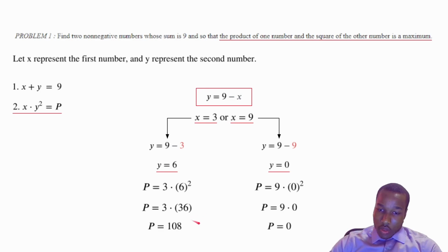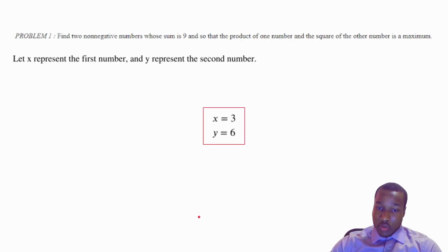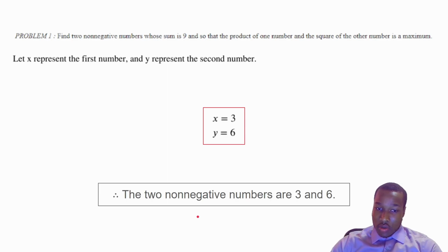And from here, we can observe that 108 is a much greater number than 0, which means to ensure that the product of one number and the square of the other is a maximum, we must select the larger p-value, which in this case is p is equal to 108. So from here, we can conclude that x equals 3 and y equals 6. So to summarize, the two numbers are going to be 3 and 6.